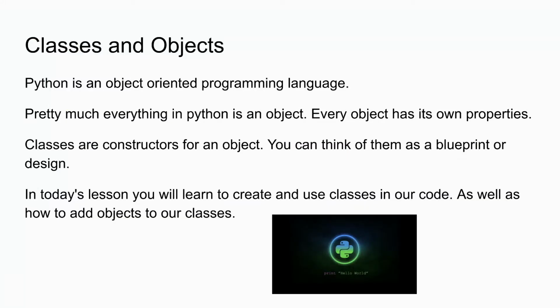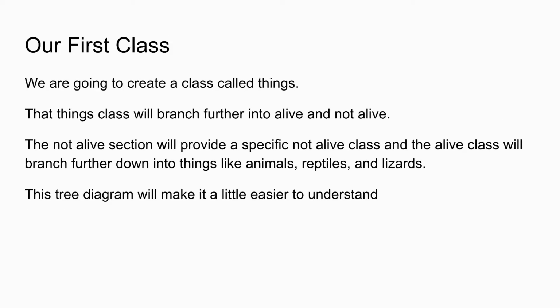Classes and objects. Python is an object-oriented programming language. Pretty much everything you see in Python is an object. Every object has its own properties. Classes are what we call constructors for an object. You can just think of classes as a blueprint or a design. In today's lesson, you will learn to create and use classes in your code, as well as how to add objects to your classes.